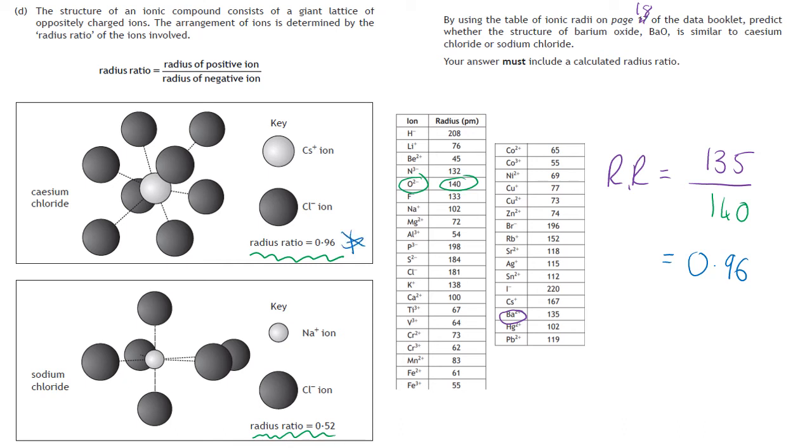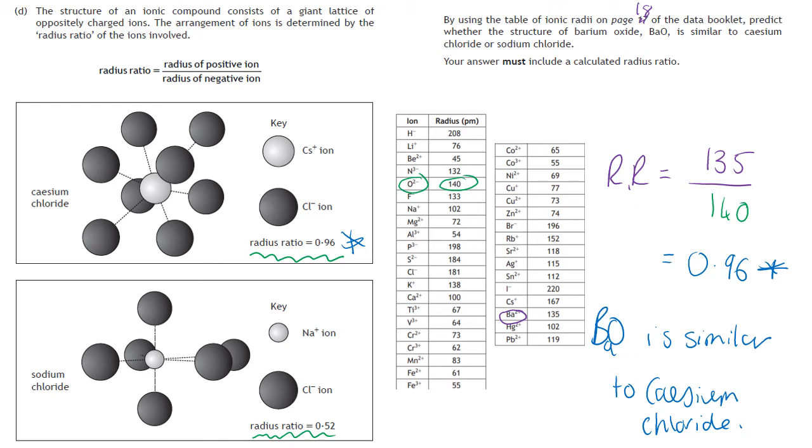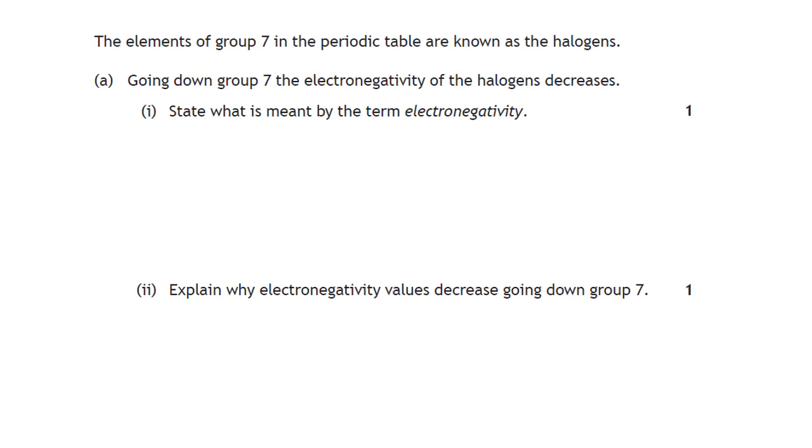matches. Therefore, we would say barium oxide, BaO, is similar to cesium chloride. As long as your radius ratio, whichever one it's closest to, is going to be the one that it matches. So I know this video is getting close to the 20-minute mark, but we just got the final set of questions to go.